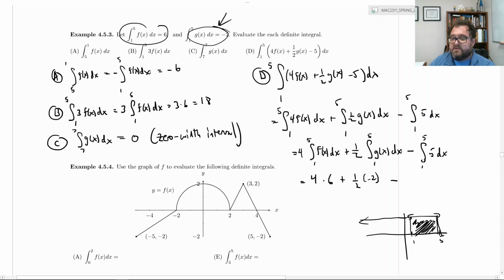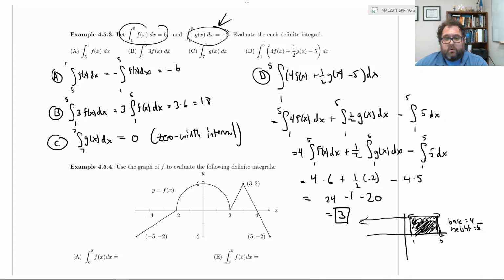Looks to me like we have a nice old rectangle, with a base of 4 and a height of 5. So base times height. So minus rectangle area, base times height, 4 times 5. Equals, let's see, 24 plus 1/2 times negative 2. So that would be minus 1 minus 20. So 24 minus 21. Looks to me like we get a nice 3. Cool.